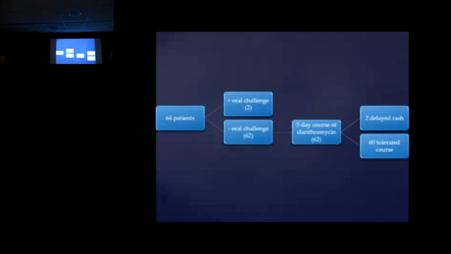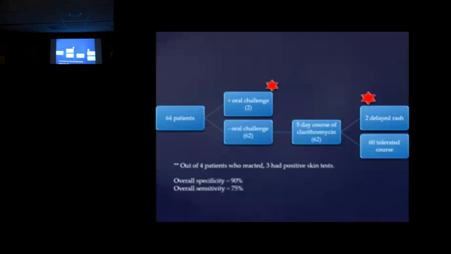So then, in their discussion, they clumped these 2 groups together, the patients that reacted to the oral challenge and the 2 patients who had the delayed rash, and they said, out of the 4 total patients who reacted, 3 had positive skin tests. And then they calculated sensitivity and specificity based on that. But they didn't actually say which 3 patients had positive skin tests.